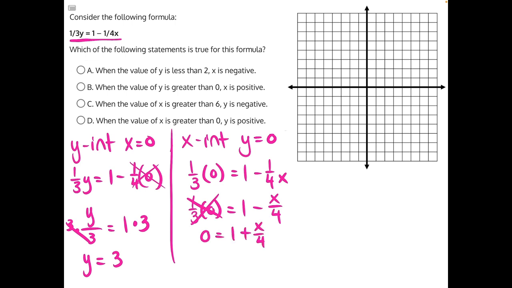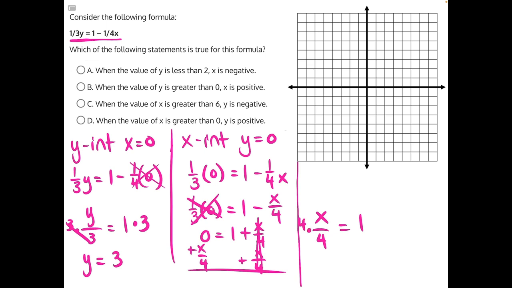Let's add x over 4 to both sides so that we can make that a positive fraction. These x over 4's will cancel, leaving us with x over 4 is equal to 1. And then we need to multiply. That's the opposite of dividing x by 4, multiplying by 4 to both sides. These 4's will cancel, leaving us with x is equal to 1 times 4, which is 4. So our two coordinate points, we have our y-intercept at 0, 3, and our x-intercept at 4, 0.